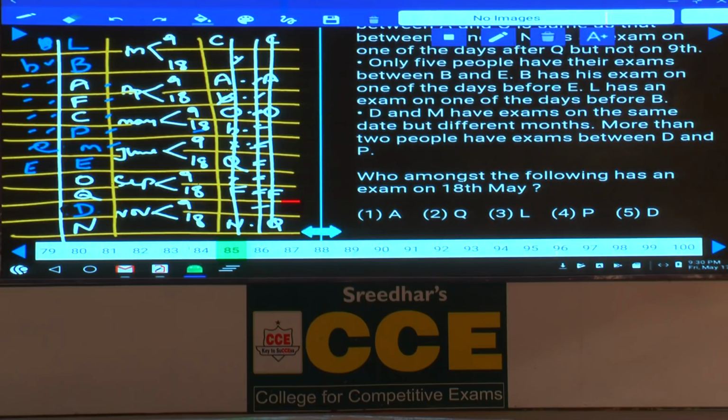Then question number 85. Who among the following has an exam on 18th May? Tell me who has an exam on 18th May. 18th May, that is P, choice 4. P, that is choice 4, 85.